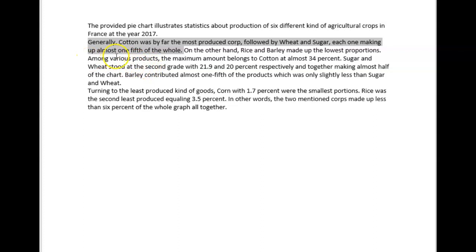Okay, so let's talk about this. You talked about cotton here. You didn't give any data. That was good. That's what you're supposed to do.